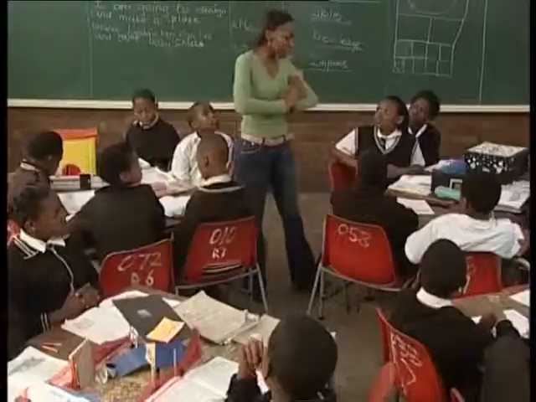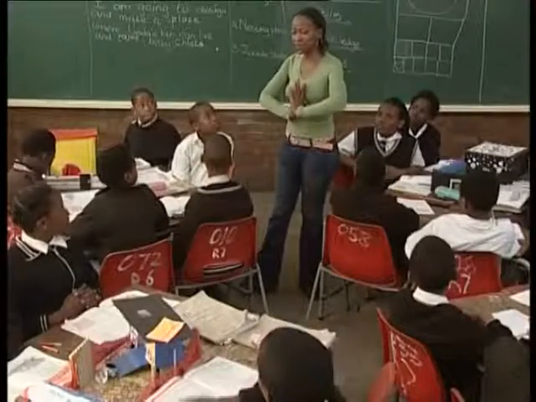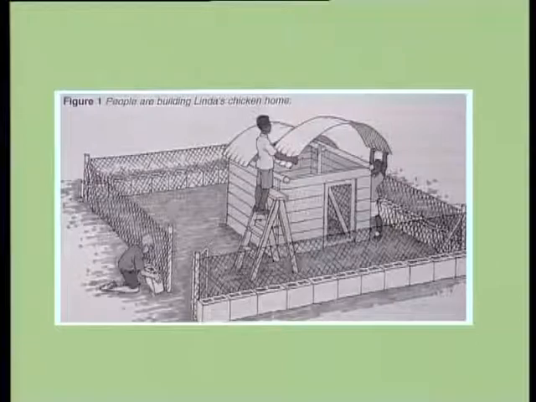Yes, Philip? A frame structure. Very good. The frame structure. Can you give me examples of the frame structure? Yes, Philip? A bridge. Good. A bridge is a frame structure. Okay. Now let's look at figure 1. What do you see there as an example of a frame structure?